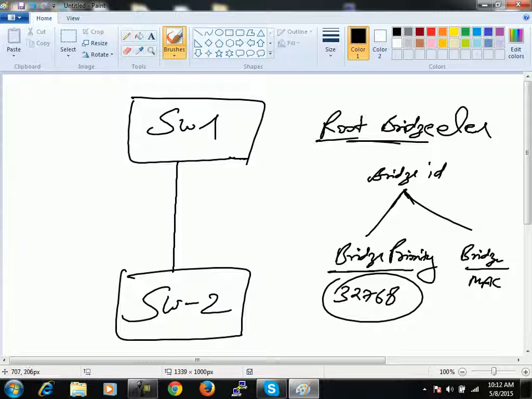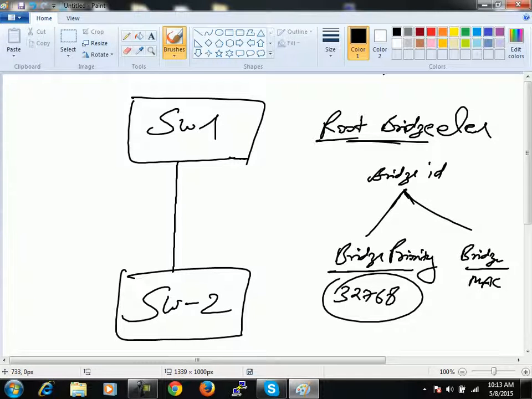root bridge election, right? But now the big question is how will it be possible for switch 2 to know the bridge ID of switch 1, and how will it be possible for switch 1 to know the bridge ID of switch 2? How will they compare their bridge IDs with each other? To exchange their bridge IDs with each other, they will send BPDU messages.